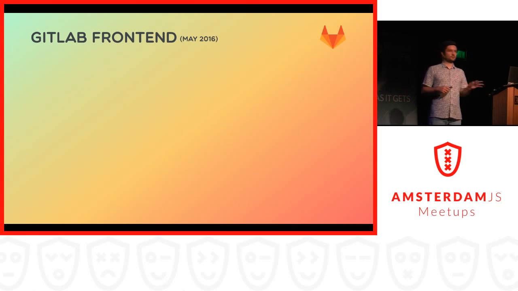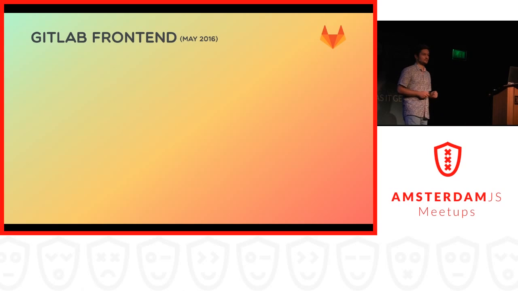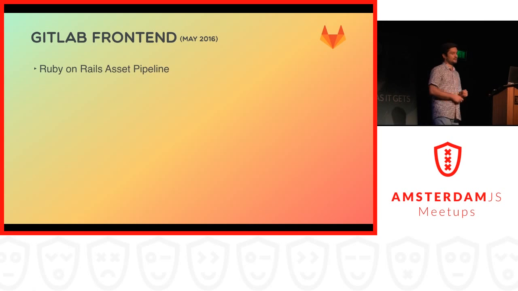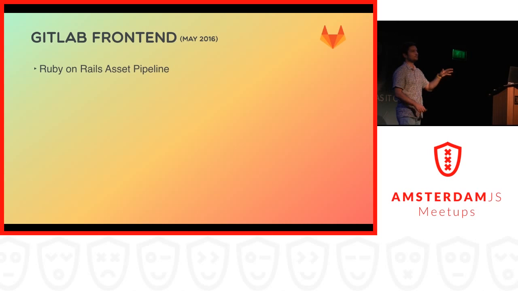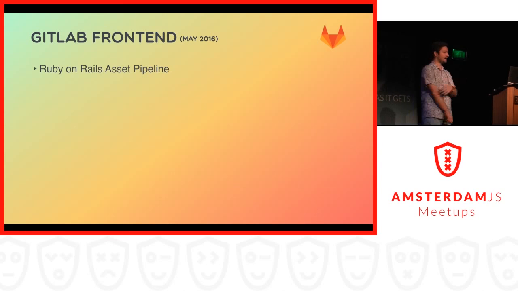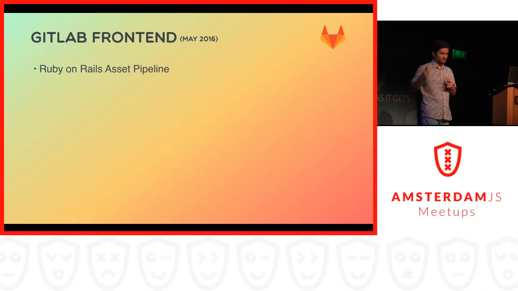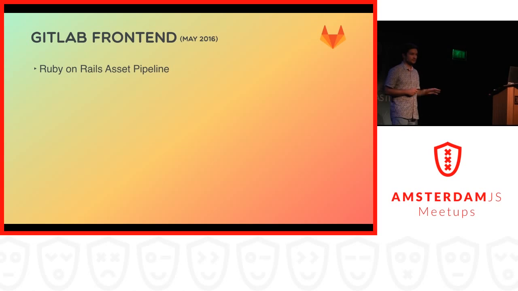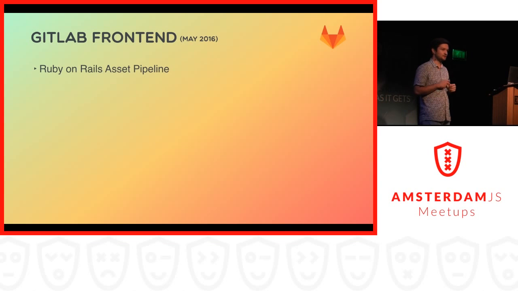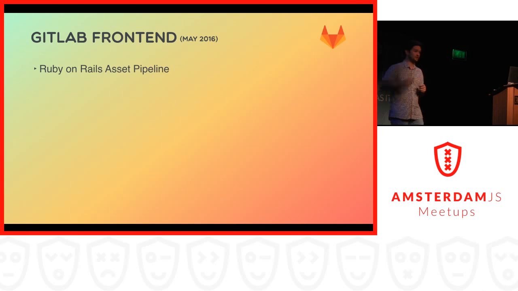So let's talk about the GitLab frontend. I joined GitLab in May 2016. GitLab is actually a Ruby on Rails application, and at that time we had the Rails asset pipeline, which is something that allows you to build your CSS and JavaScript in a Rails magic way, which works really great for a small Rails application. But when you scale your application, you feel like you need more front-end tools.